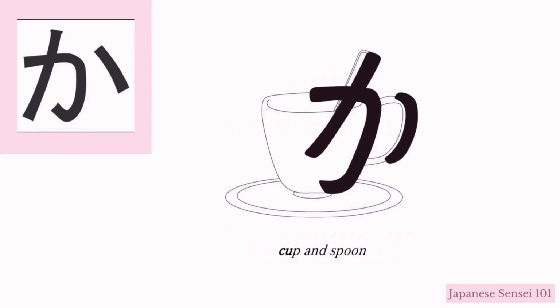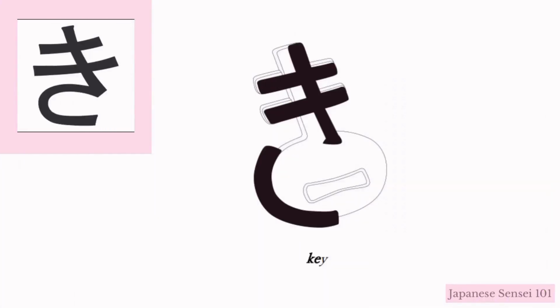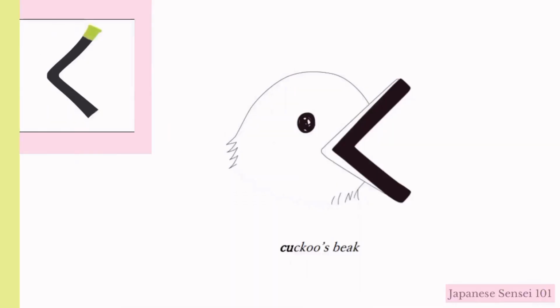Ka. To memorize this, think of a cup with a spoon resting inside it. Ki. Think of the hiragana character ki as resembling a key. The upper part can be imagined as the handle of the key, while the lower part represents the key's teeth. Ku. Visualize the hiragana character ku as the open beak of a cuckoo bird, ready to sing.